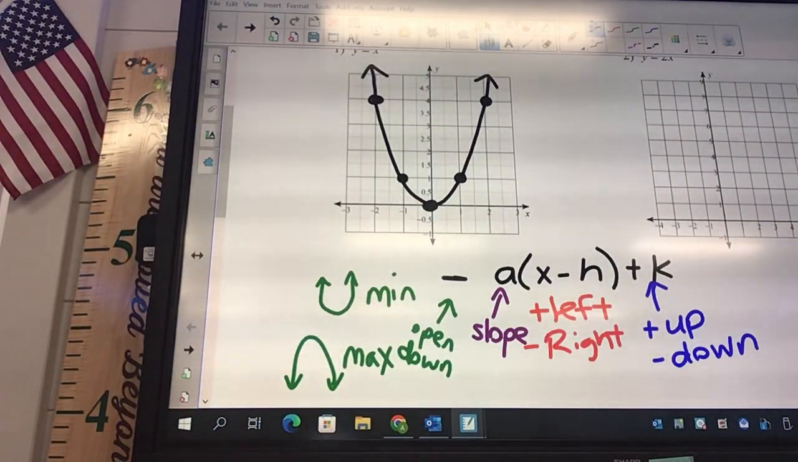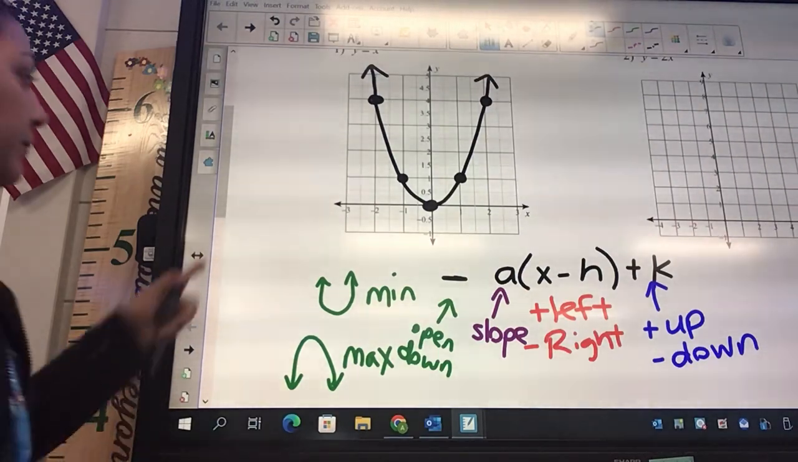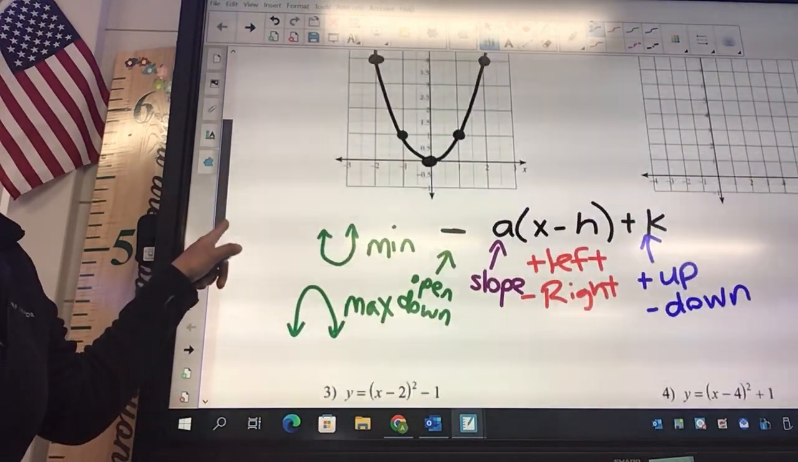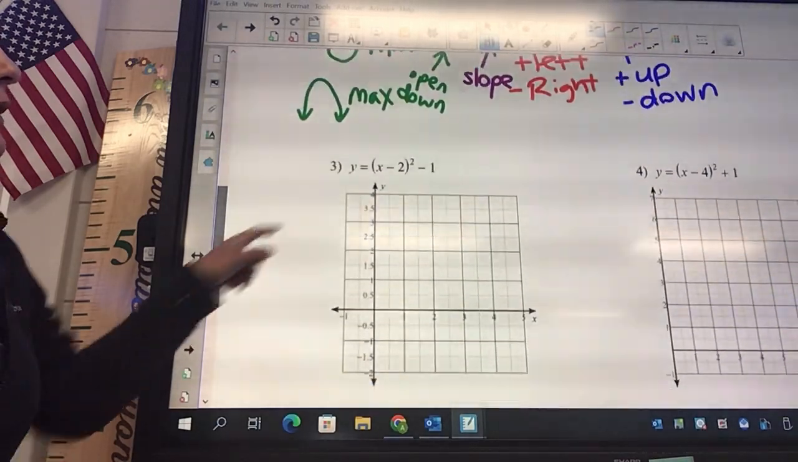Okay, so that's what our mommy and daddy graph looks like. Every other graph is shifted from there. Okay? Can I scroll? Okay, so look at number 3. What's this minus 1 do?